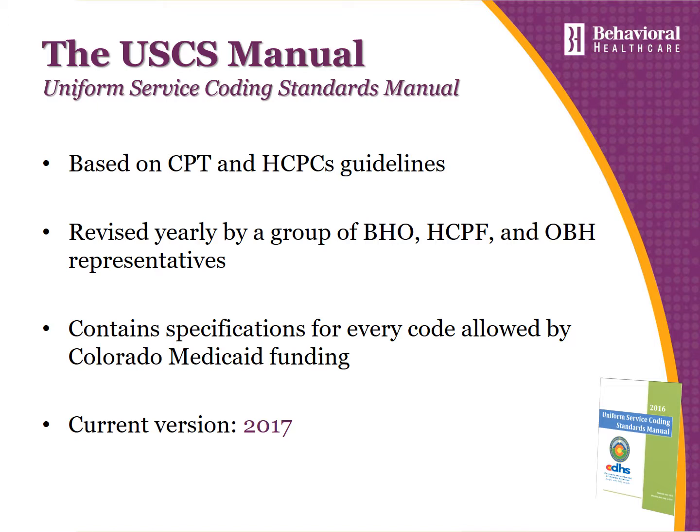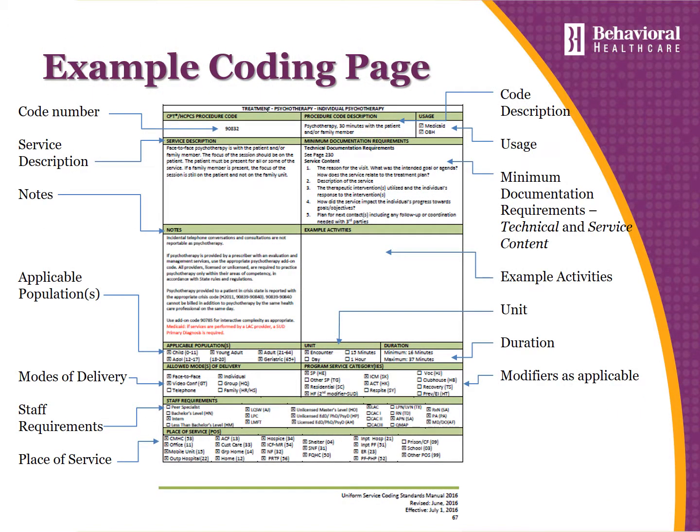At least you should be familiar with the codes for services you are rendering. Each code has individualized descriptions and documentation requirements. During the audit process, this manual is the standard for compliance. Each code in the USCS manual has a dedicated page that outlines the description of the code, allowable populations, mode of delivery, staff requirements, and place of service. Technical documentation requirements and service content requirements are detailed.